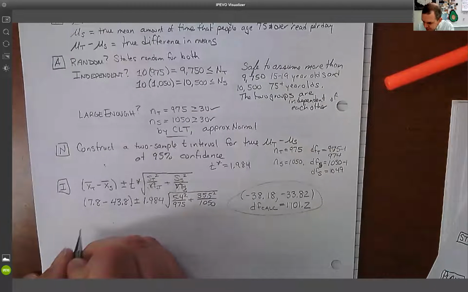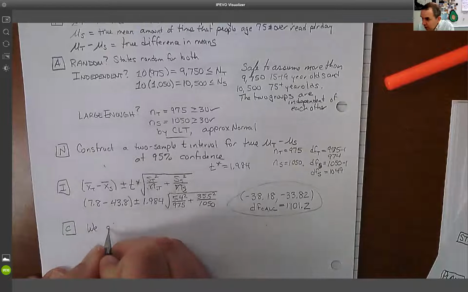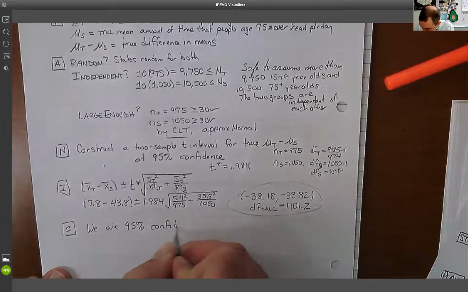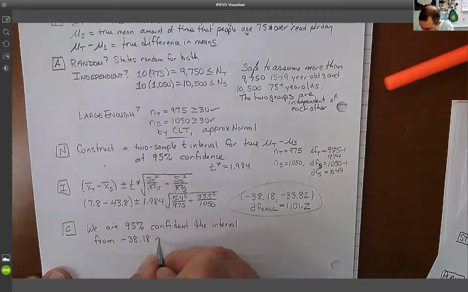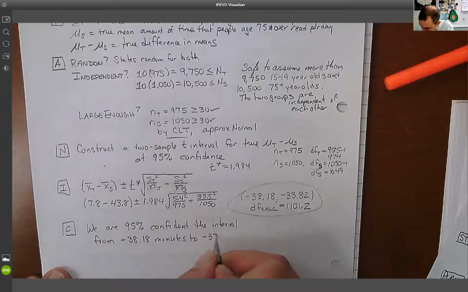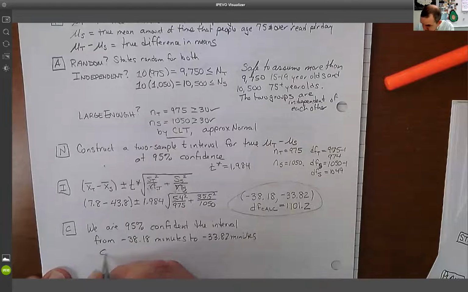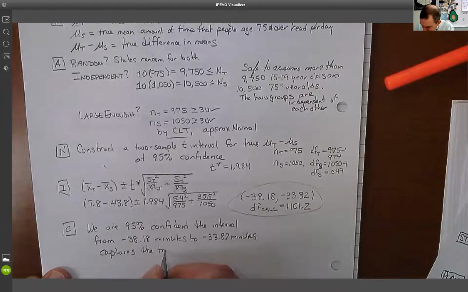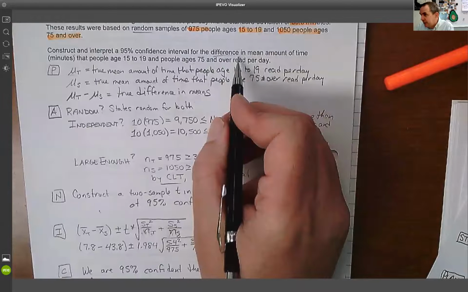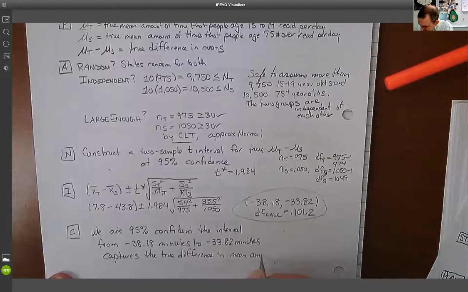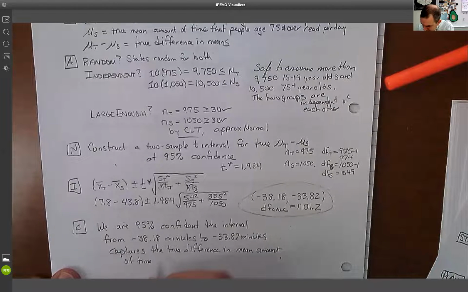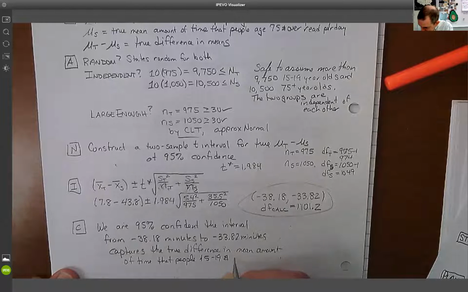And then my final step is going to be to state my conclusion. We are going to say we are 95% confident the interval from negative 38.18 minutes to negative 33.82 minutes captures the true, and we're going to copy right from up top here, difference in mean amount of time that people 15 to 19 and people 75 plus read per day.